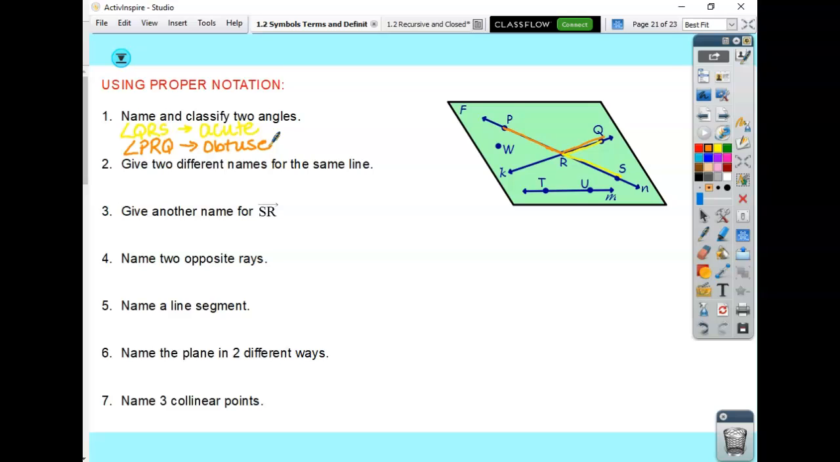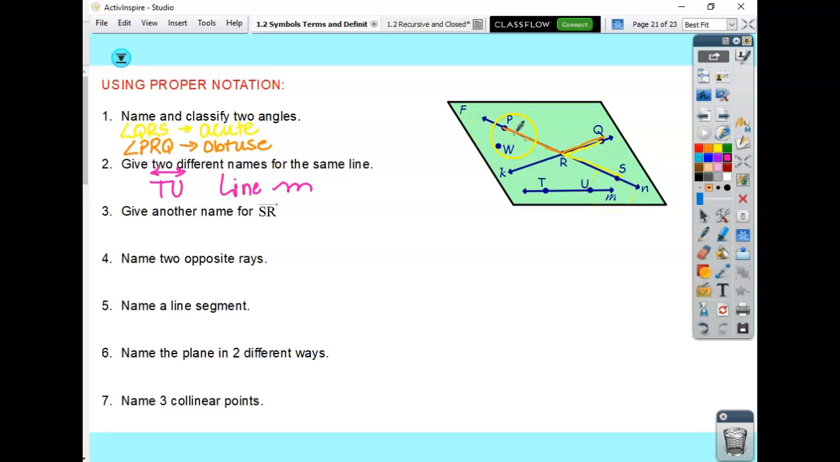Number 2 is asking to give two different names for the same line. It doesn't matter which line we choose, we just have to find two different names for that line. If we look at this line down here, we could call this line TU, for example. It also has this lowercase letter right here. We could also call it line M. These two are just different names for the same figure, this line right here.